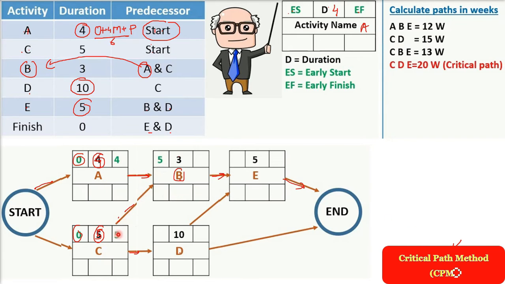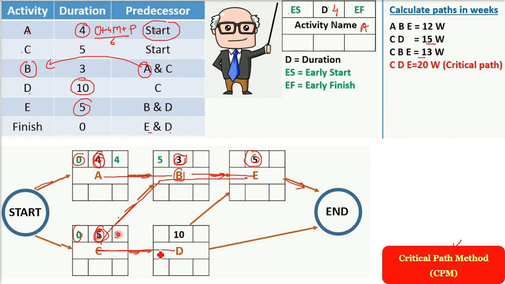Next is the critical path. See, we'll start with A, B, E. A, B, and E. Now you just see the durations: 4 plus 3 plus 5. What is the number? 12. 12 weeks, or days you can say. Now CD, 15, 5 plus 10. CBE, how many? 5, 3, 5. It's going to be 13.